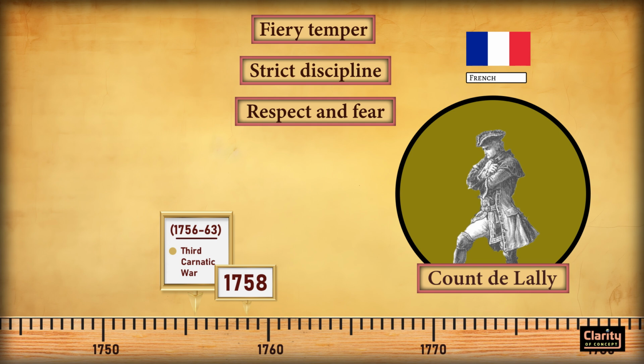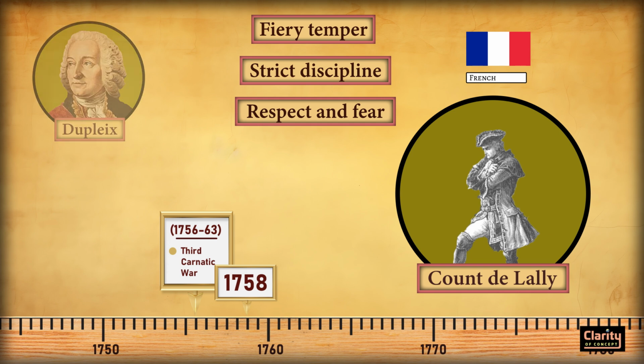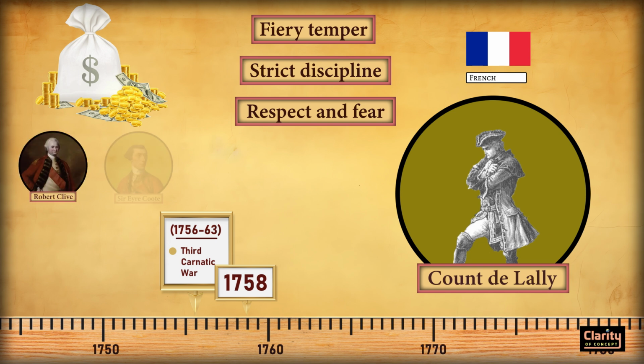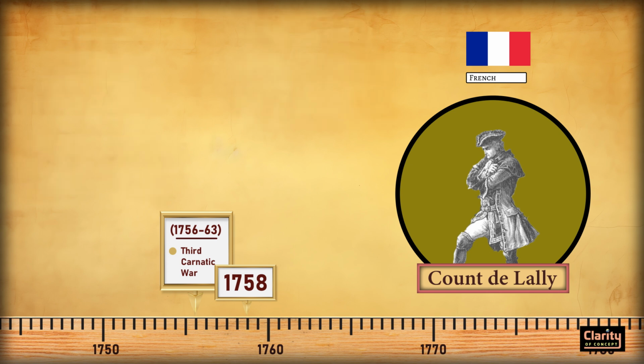The French government, desperate to reclaim their position in India after the setbacks under Dupleix, believed that Lally's no-nonsense approach could turn things around. However, they underestimated the challenges Lally would face, including a lack of resources, dwindling local support, and the growing strength of the British under commanders like Robert Clive and Eyre Coote.